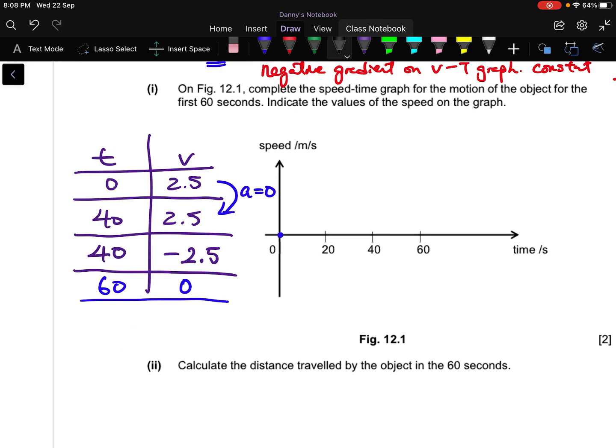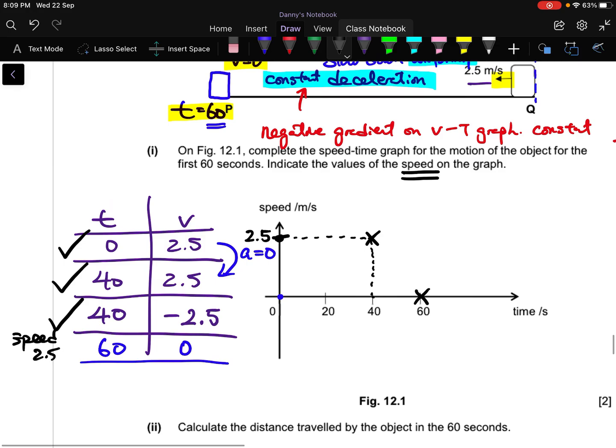I'm at 0, so I know that it will be at, remember all these things you must sketch, 2.5. So I have a point here. So this one done. Time equals 40, I will have 2.5 still. So I have a point here. Then after that, 40, minus 2.5, but this is speed, so there's no minus 2.5. Speed will become 2.5. Okay, then after that, at 60, velocity is 0. So I have this.